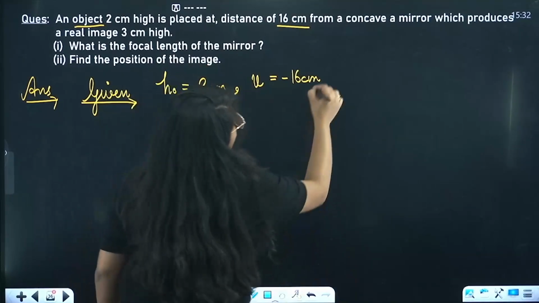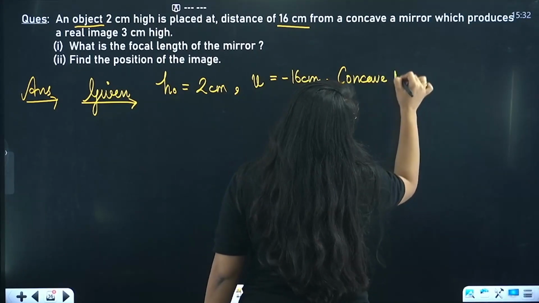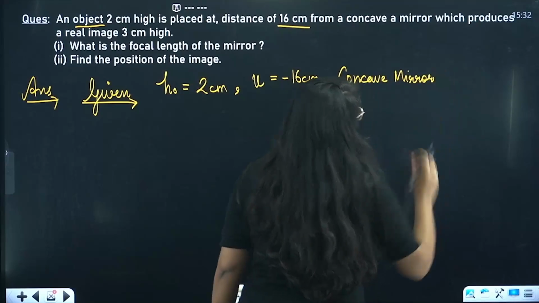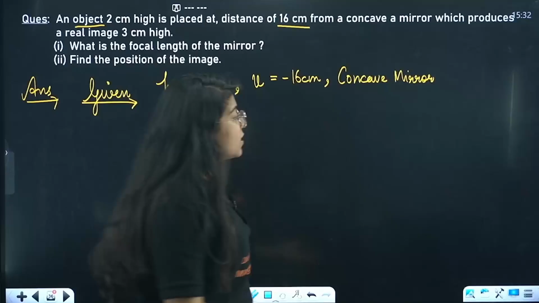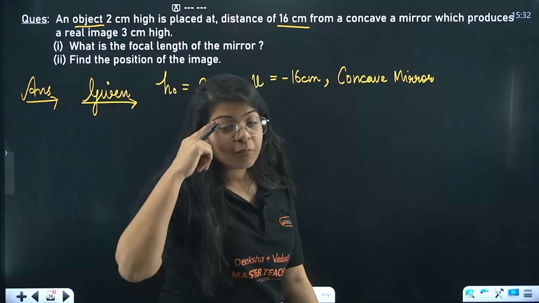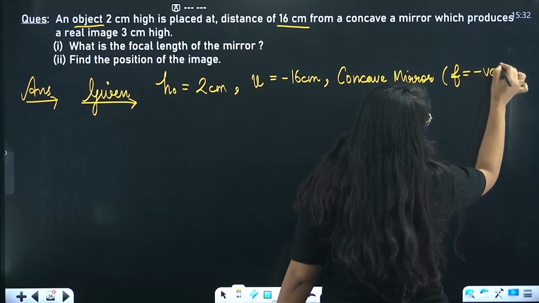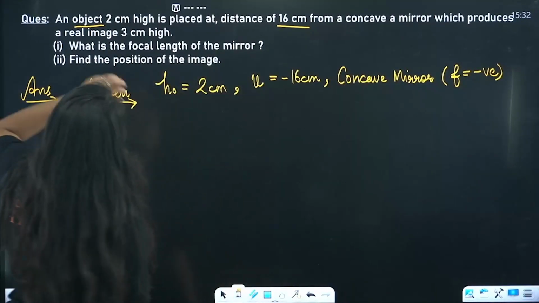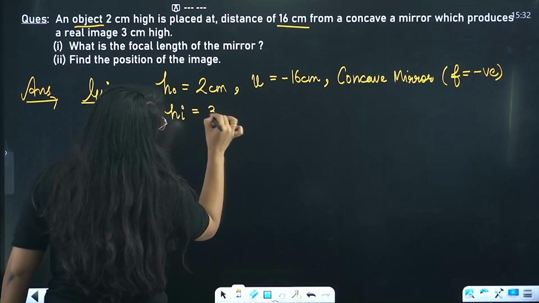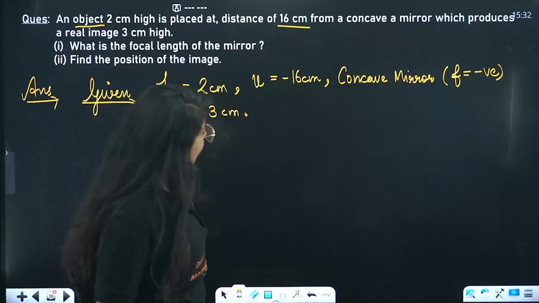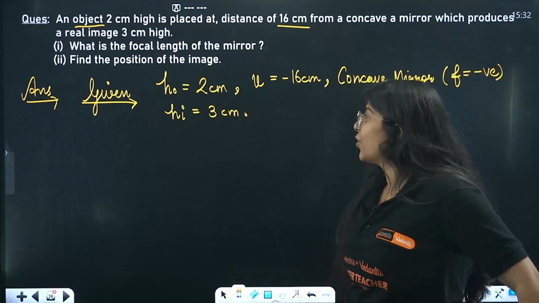Done? Next, beta, it is given that it's a concave mirror. As soon as you write what mirror is it, concave or convex, you are going to write the sign of focal length. What is the sign of focal length of concave mirror? It is negative. Focal length is negative for concave mirror, which produces a real image 3 centimeter height. It's a little bit difficult numerical on the first go, but let's see if you understand it or not, and it's a good one.